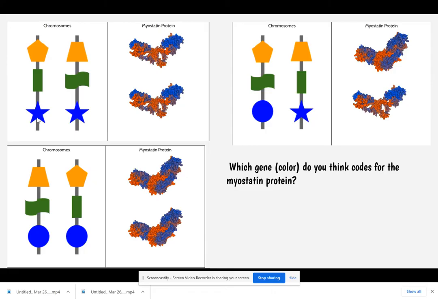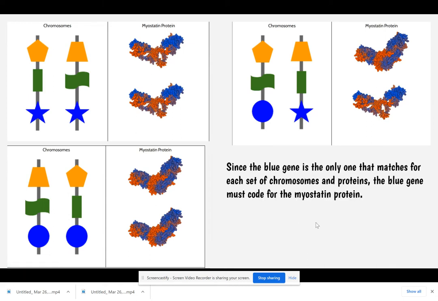And we found here that if there were two of the same alleles, there was one same structure, and two of the same alleles, same structure. So, since the blue gene is the only one that matches for each set of chromosomes and proteins, the blue gene must code for the myostatin protein.